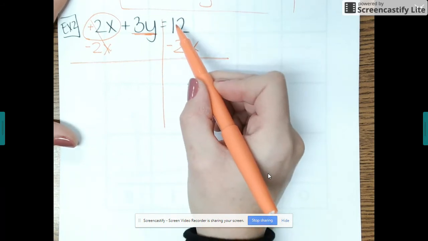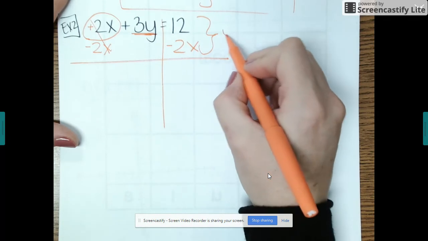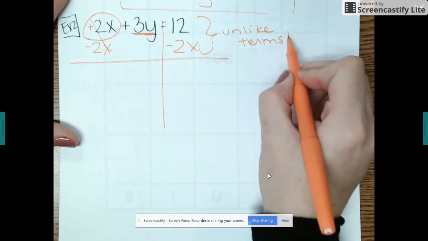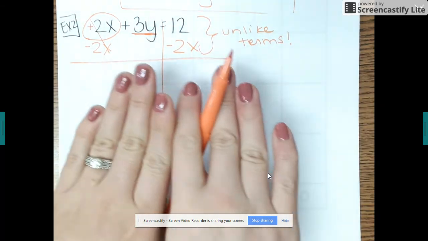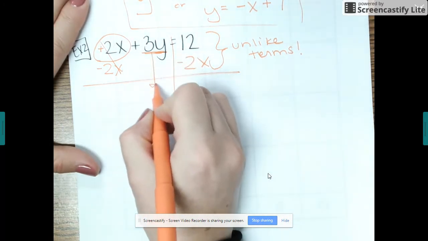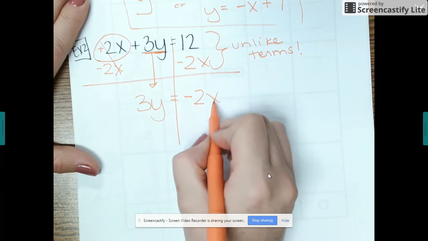Now again, can you put 12 and 2x together? No, why? Because they're unlike terms. So you put them just right next to each other. You can't put them together. Put them right next to each other. Drop this down. I'm going to put negative 2x.